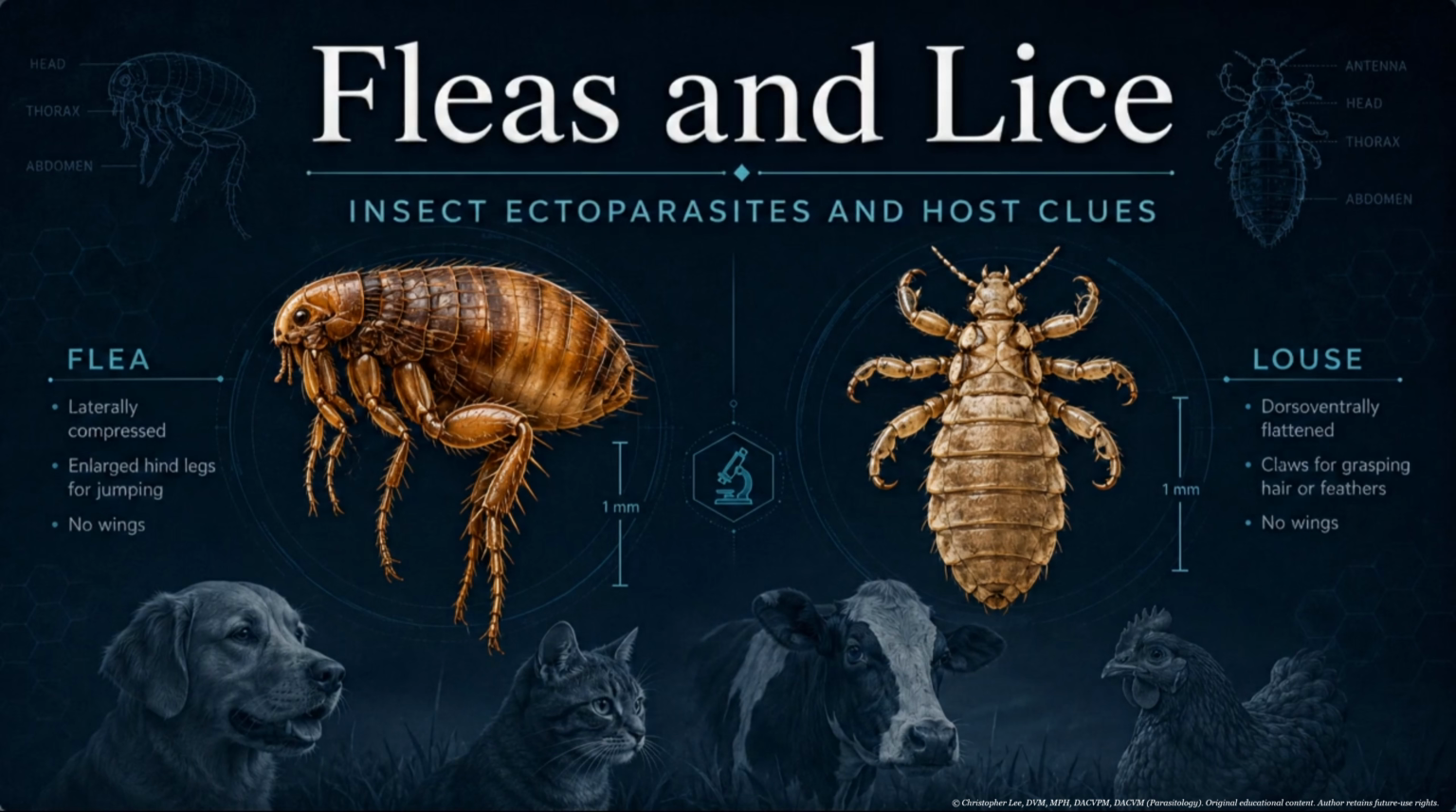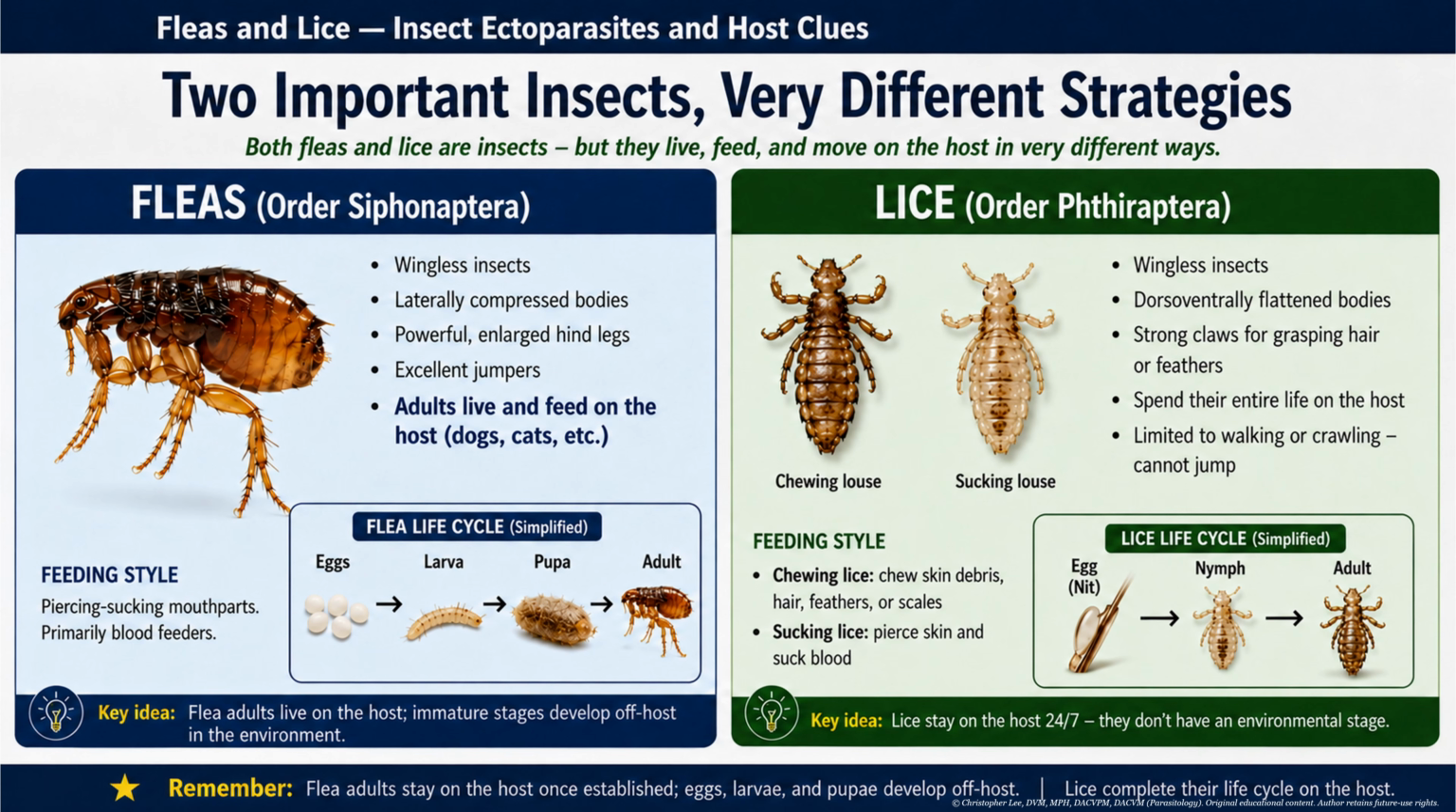Learn the pattern: what the parasite looks like, where it lives, how it feeds, which host it prefers, and what clinical clues it leaves behind. If you sort those patterns, the species names start behaving more like useful clues instead of Latin confetti. Let's start with the big split.